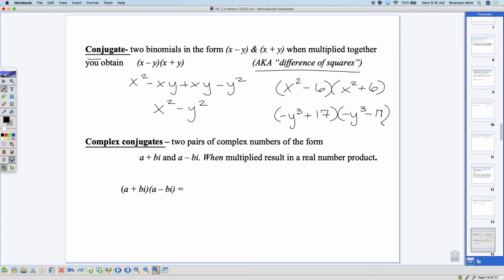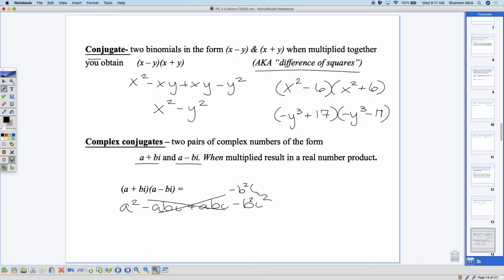Conjugates happen in all kinds of problems. Complex conjugates have complex numbers, but it's the same thing. So we have a plus bi and a minus bi. If I FOIL that out, I have a squared minus abi plus abi minus b squared i squared. Oh, that's a b squared too, I guess. So these two zero out. What does this i squared become?